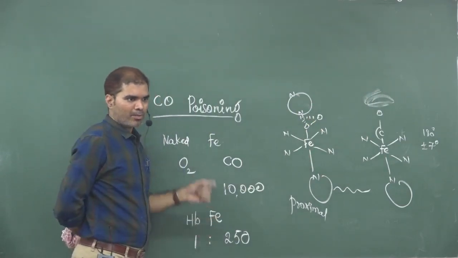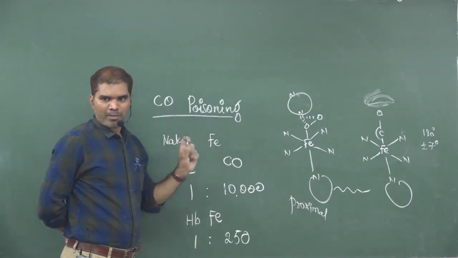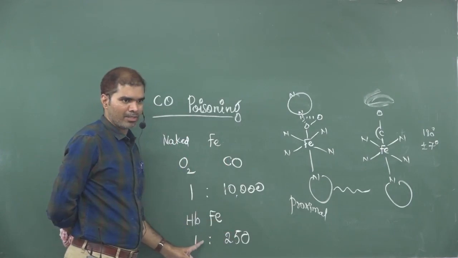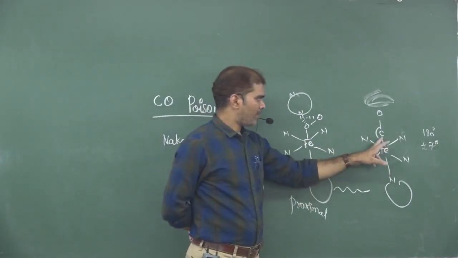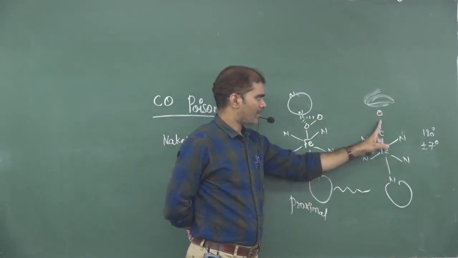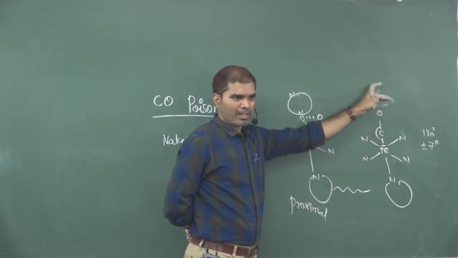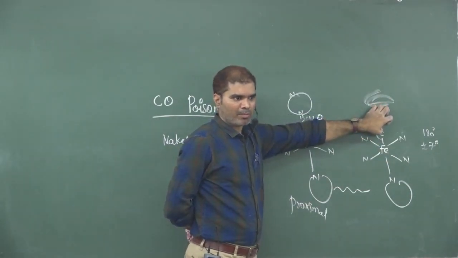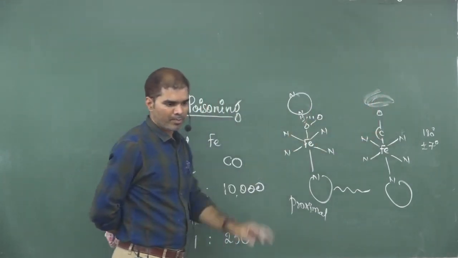Okay? So what is the point that you have to remember? The affinity of hemoglobin iron towards carbonyl is 250 times greater than dioxygen. First point. Second point: the bonding between iron and carbonyl, the bonding mode is linear. It is linear, not bent. There is a steric repulsion between distal histidine and the carbonyl. There is no hydrogen bonding. Okay, write down these points.